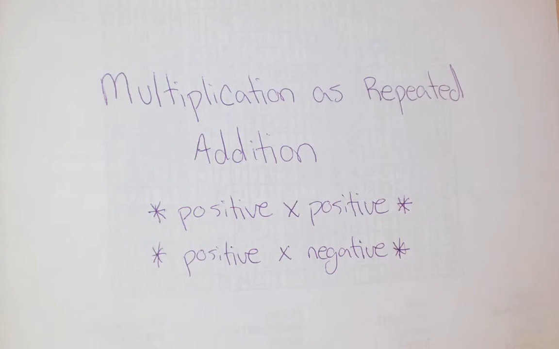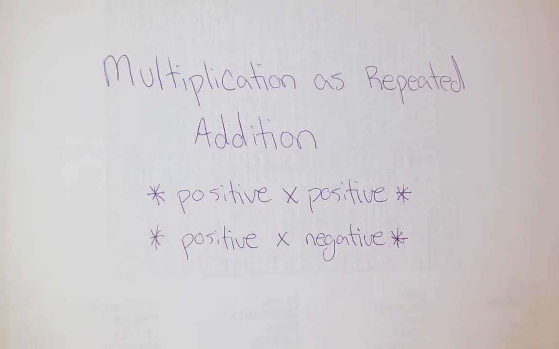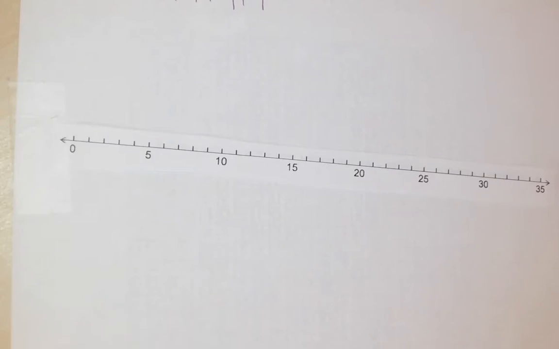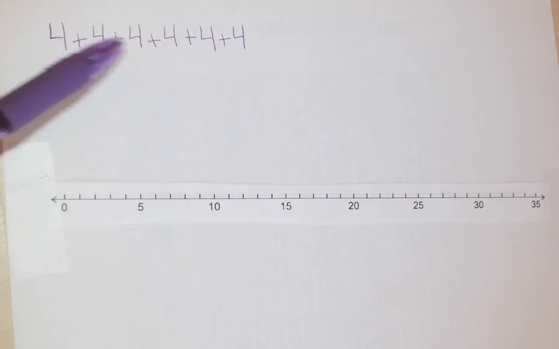This is a video to talk about multiplication as repeated addition. So we're going to look at positives multiplied by positives and positives multiplied by negatives. In this first problem, we're starting with a repeated addition, meaning we're adding the same number to itself multiple times. In this case, we're adding the number positive 4 to itself multiple times.